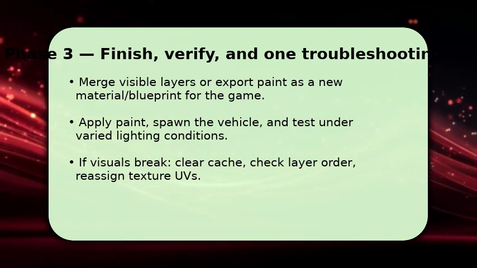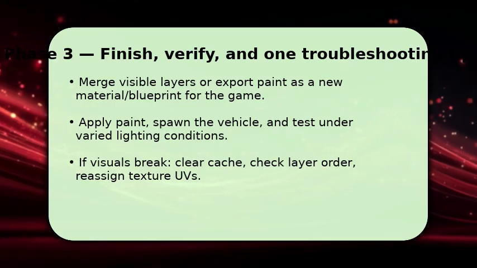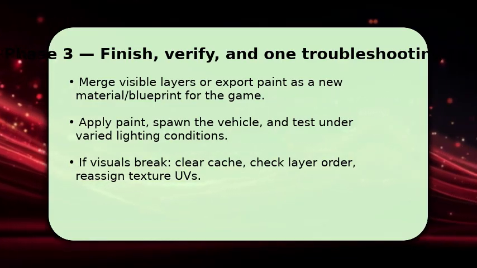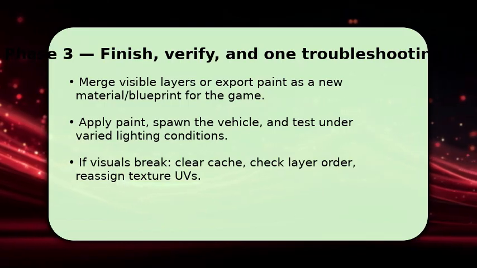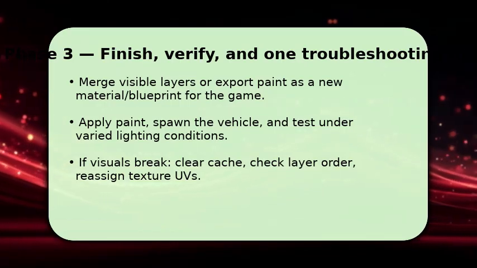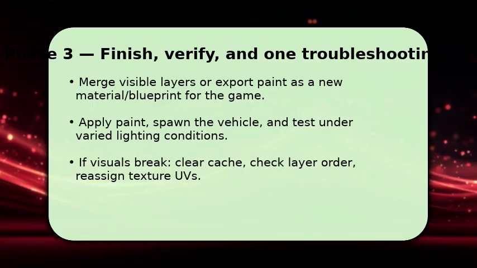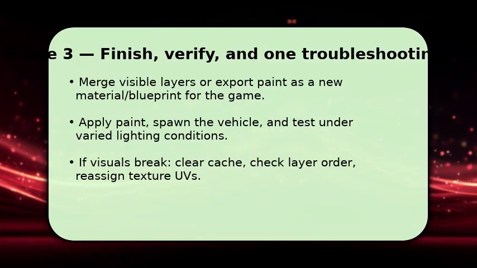If something goes wrong, first clear the game cache and reload the map, then verify layer order and mask alpha. As a last resort, reassign UVs or re-import the texture. This usually fixes missing or stretched paint.